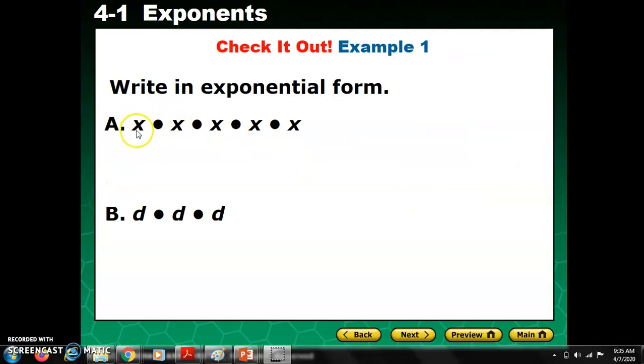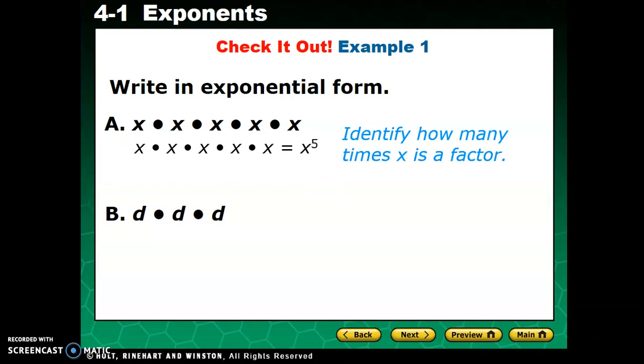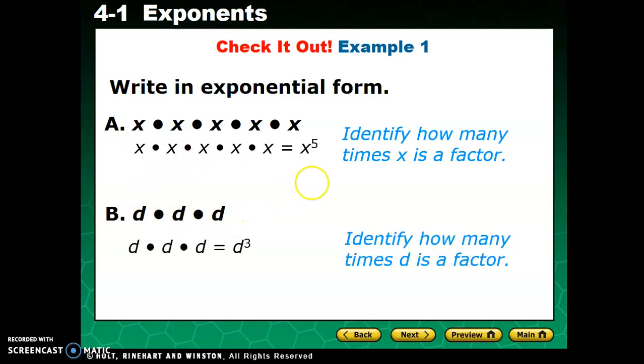Okay, here's a few more examples. This one, x times x times x times x times x. So all you do once again is say how many times x is a factor. So x is a factor 5 times. You just count it out: 1, 2, 3, 4, 5. And you put x to the power of 5. That's it. Same thing with letter B. Very easy. D times d times d. D to the power of 3 is your answer.